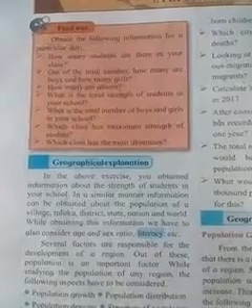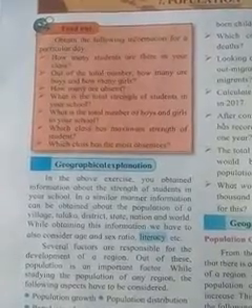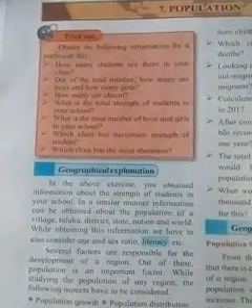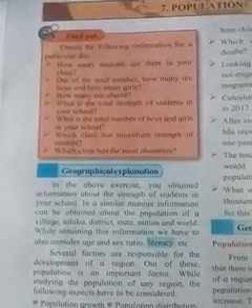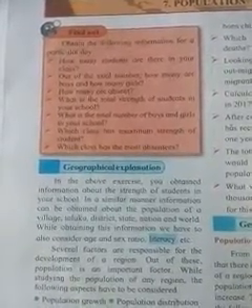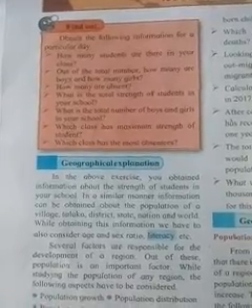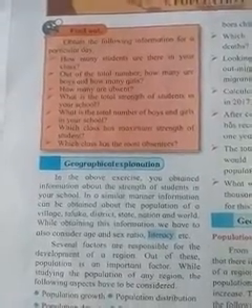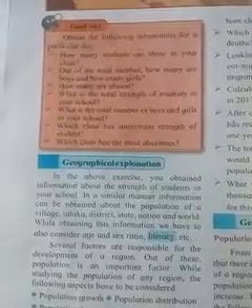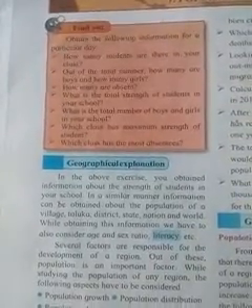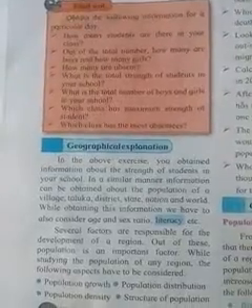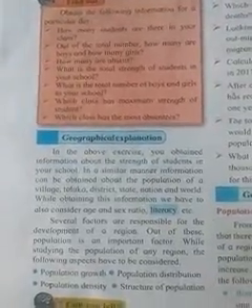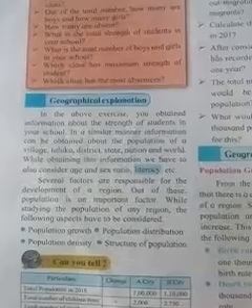Obtain the following information for a particular day: how many students are there in class out of the total number, how many are boys and how many are girls, how many are absent, what is the total strength of students in your class, what is the total number of boys and girls in your school, which class has the maximum strength of students, and which class has the most absentees. Here is the geographical explanation.